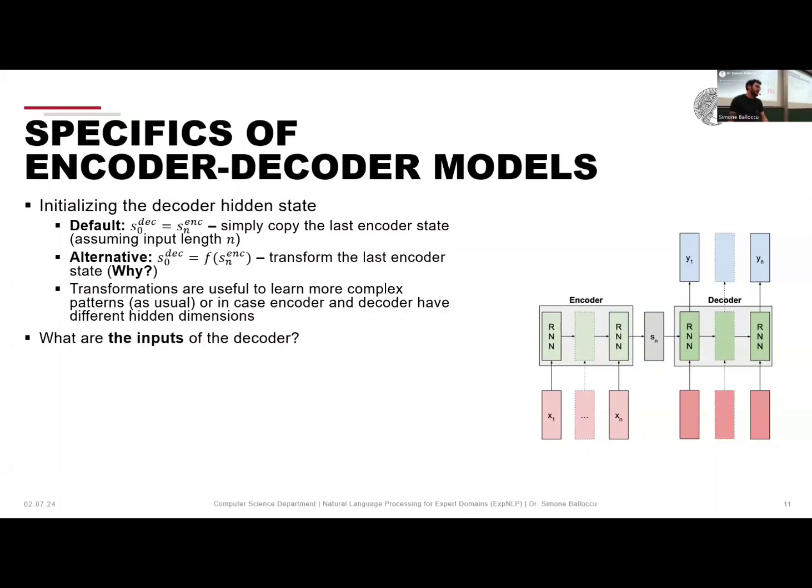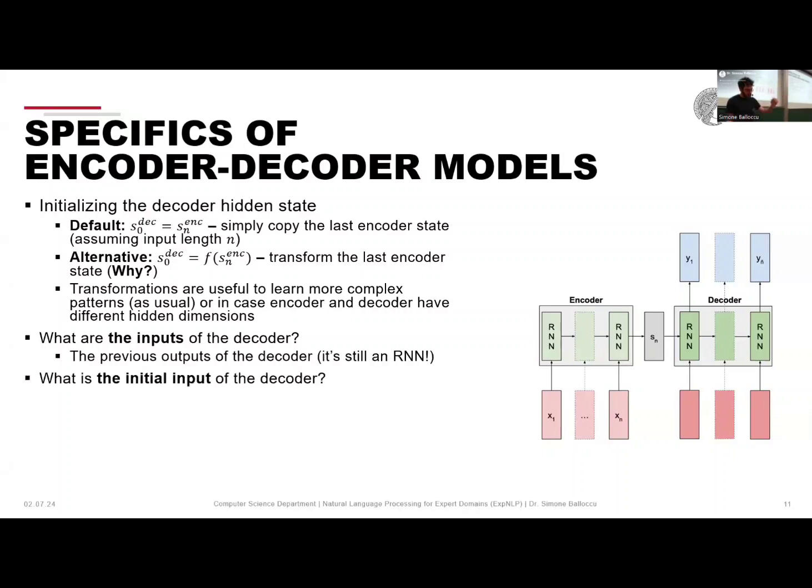What are the inputs of the decoder? There was another question. The previous outputs of the decoder. So this is what you call an autoregressive model, which you're going to see in a bit. What is the initial input of the decoder? Because here we have an initial state, but this doesn't produce anything, right? We don't have an output. So how do we initialize it? Beginning of sentence. That's always the case. Of course you format your dataset so every sentence becomes beginning of sentence, sentence, end of sentence. And so the decoder always starts from BOS.